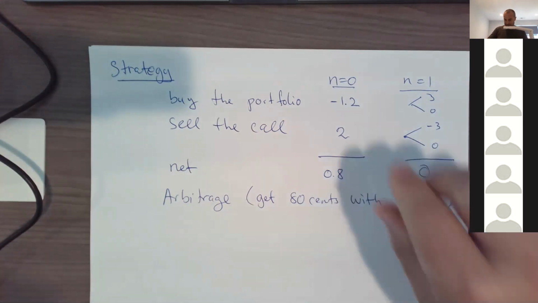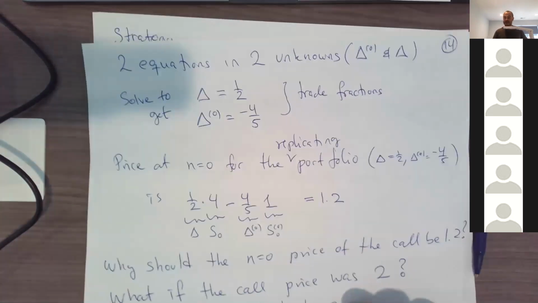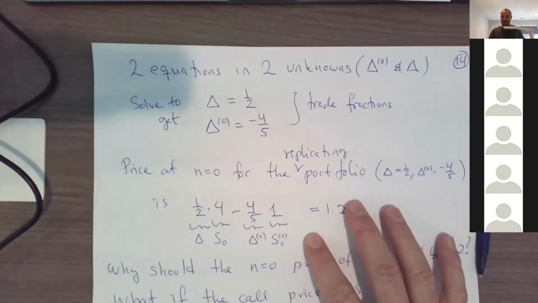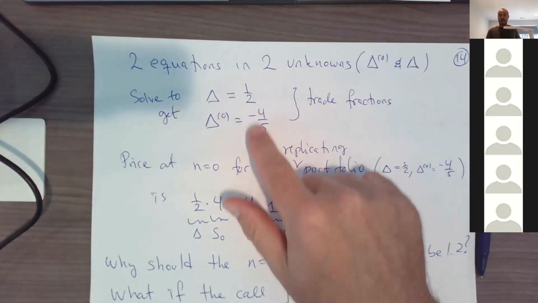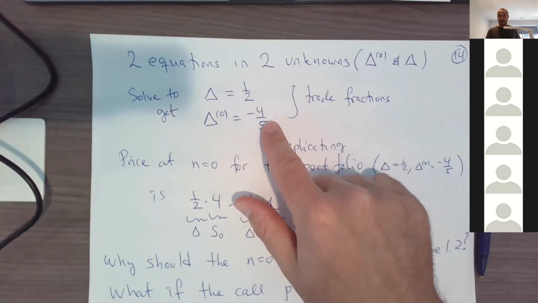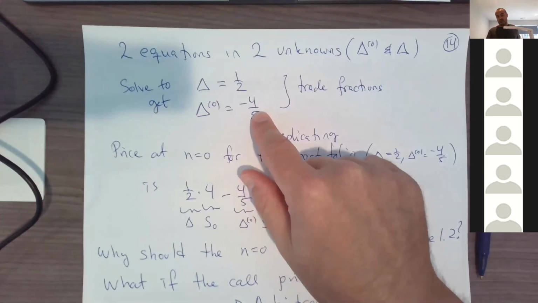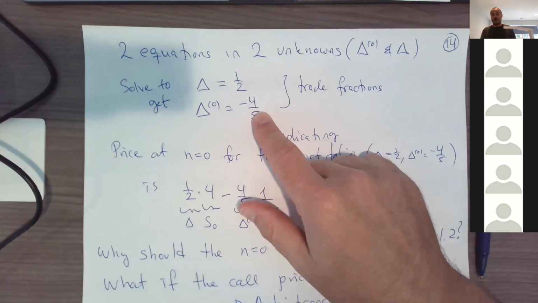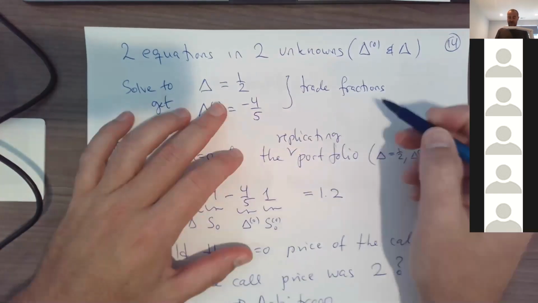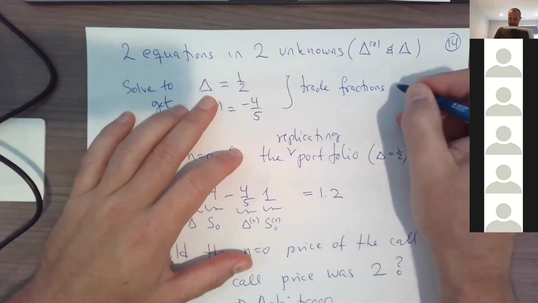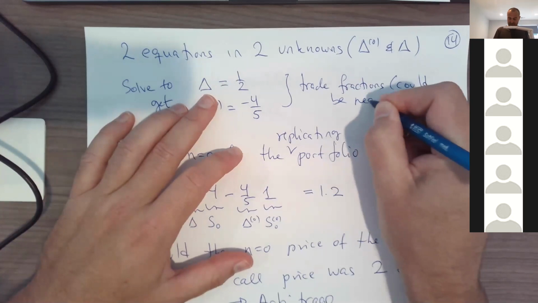Some of you might find it uneasy to have no restrictions on your holdings of the stock and the bank account. For example, here you see that you're going negative in the bank. That means you're borrowing money. But we're also allowing here negative fractions in the stock. Indeed, so it could be negative.